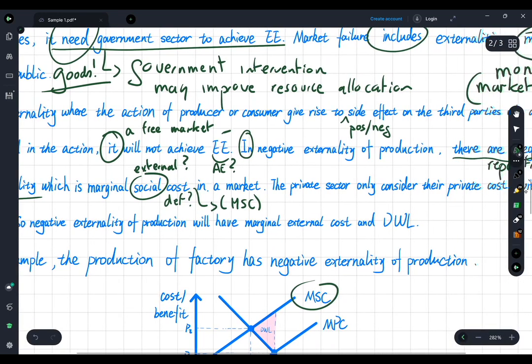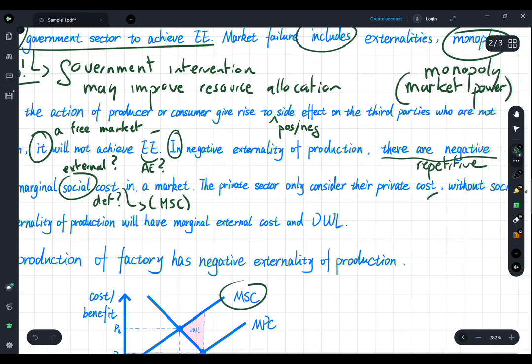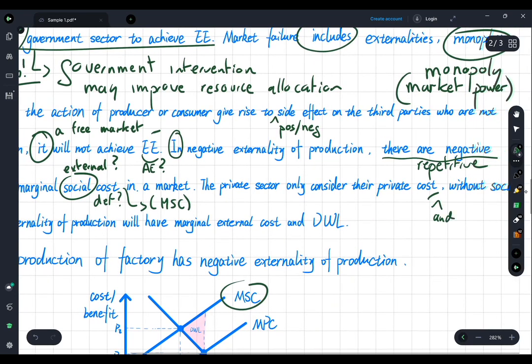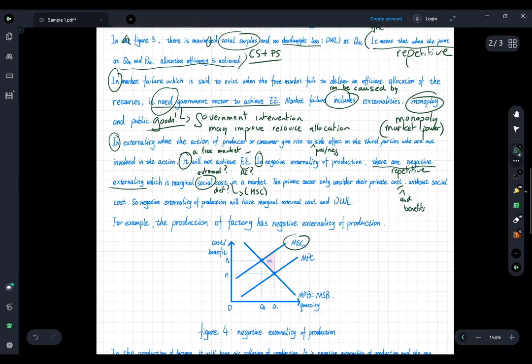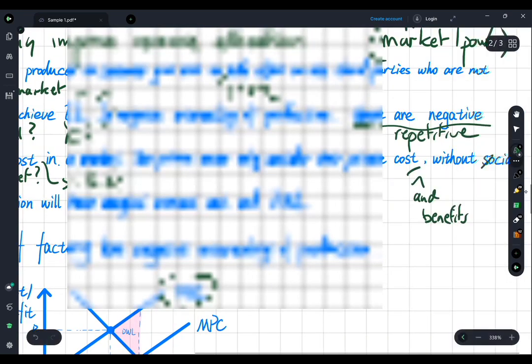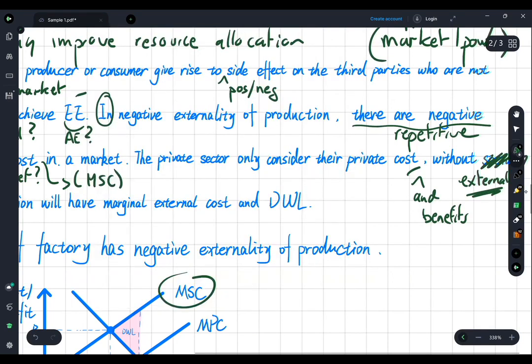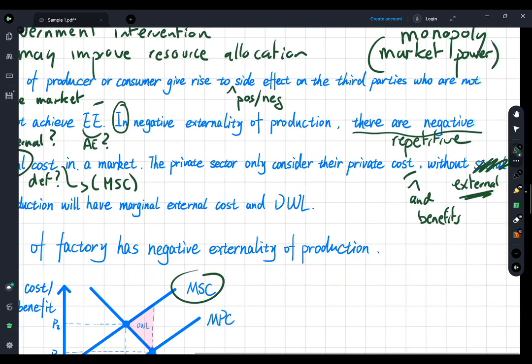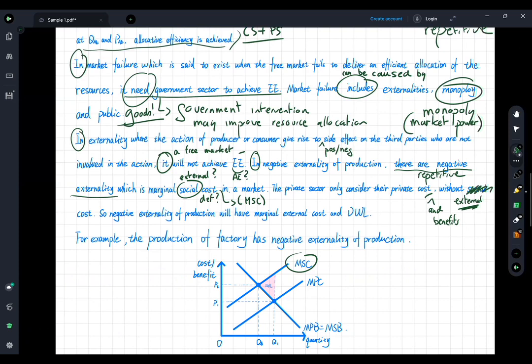So the private sector only considers their private cost. Okay, it's true. And benefits, actually. Private cost and benefits, but it's true that now we focus on negative externality, so we can put the emphasis on cost without social cost. No, without external cost. So you see that indicates that the student is confused between social and external, which is a pretty big mistake in terms of knowledge and understanding. So negative externality of production will have marginal external cost and deadweight loss. So again, there is no clear definition of what we call a marginal external cost and deadweight loss.